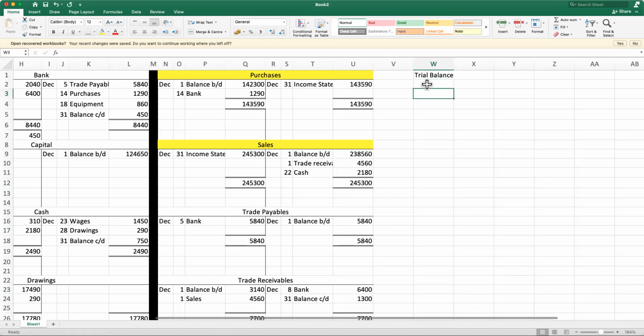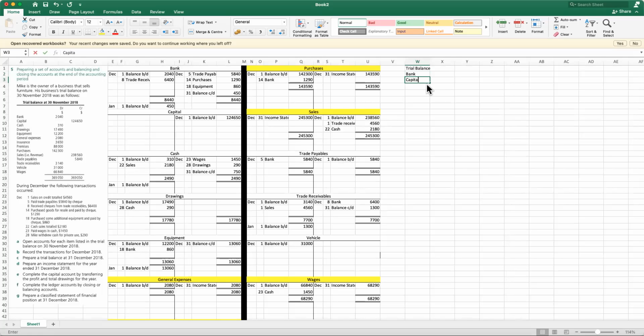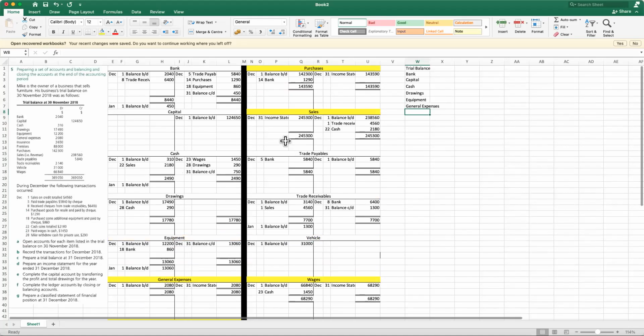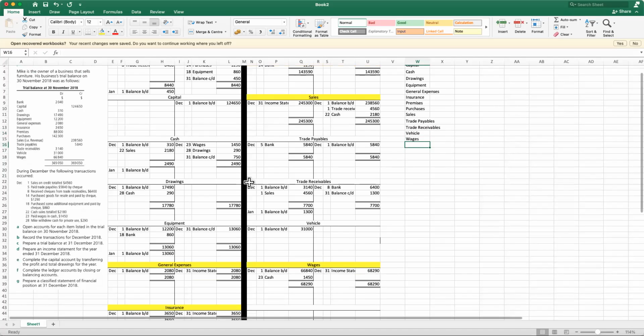So my trial balance will start from all my account names, which are bank, capital, cash, borrowing, equipment, general expenditures, insurance, premises, purchases, sales, trade payable, trade receivables, vehicle, wages, and that's it.